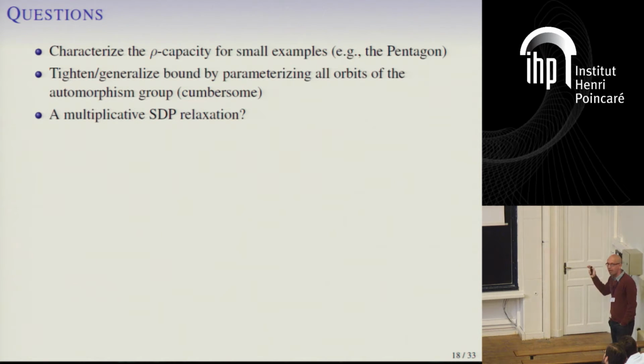So there are many remaining questions in this area. We'd like to characterize the row capacity, of course, for some small examples. For instance, it would be nice to get an exact characterization for the pentagon. It would also be nice to see if we can get some sort of a multiplicative SDP bound. It's not clear if this can be done, but we'd like to try.